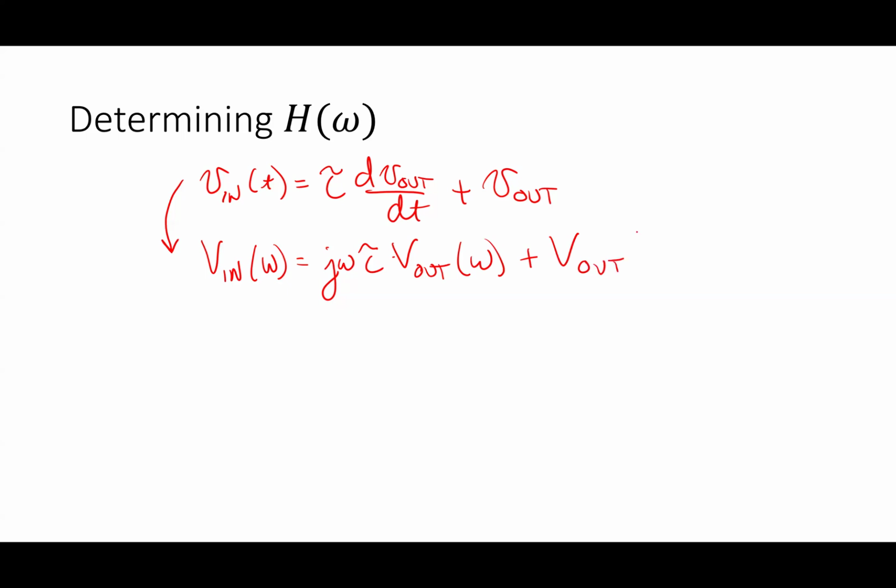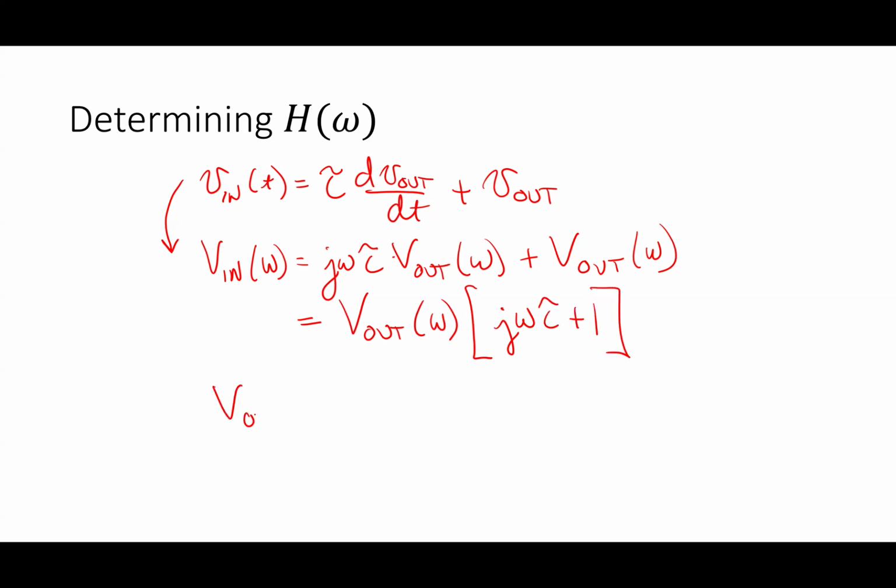And this is not a differential result. This is just algebra. That's what I'm saying. Like when you have the motor, you can just combine the two that you get from the two differential equations, right? So here, I just factor out the V out of omega, and I have j omega tau plus 1. So basically, if I rearrange, I have V out of omega equals 1 over j omega tau plus 1 times V in of omega, like that. Okay. So this is my H of omega.